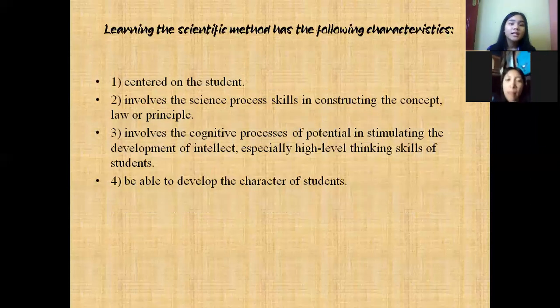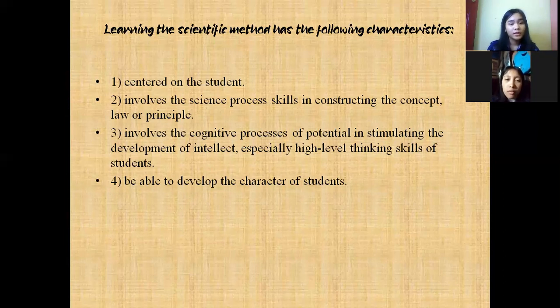Next, learning with the scientific method has the following characteristics. First, it is centered on the student. The second, it involves science process skills in constructing the concept, law, or principle. The third, it involves the cognitive process with the potential to stimulate the development of intellect, especially the high-level thinking skills of students. And the last, it is able to develop the character of students.